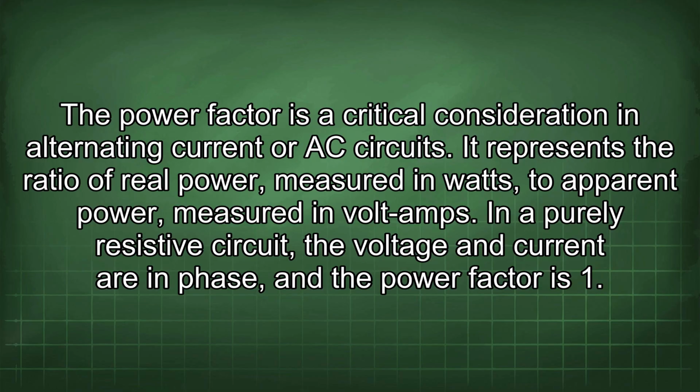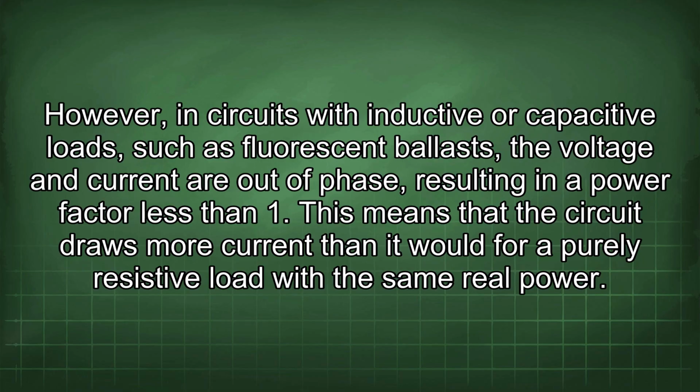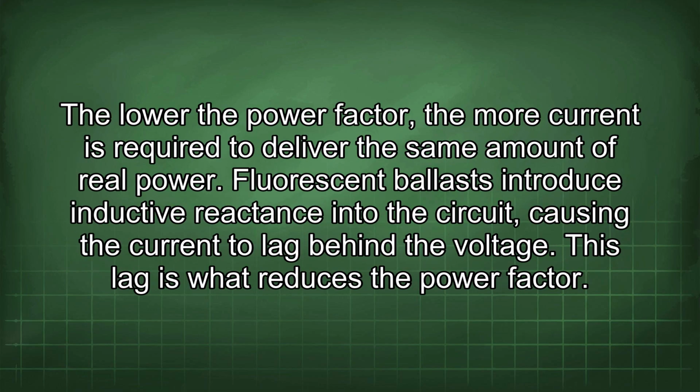It represents the ratio of real power, measured in watts, to apparent power, measured in volt-amps. In a purely resistive circuit, the voltage and current are in phase and the power factor is 1. However, in circuits with inductive or capacitive loads, such as fluorescent ballasts, the voltage and current are out of phase, resulting in a power factor less than 1. This means that the circuit draws more current than it would for a purely resistive load with the same real power. The lower the power factor, the more current is required to deliver the same amount of real power.